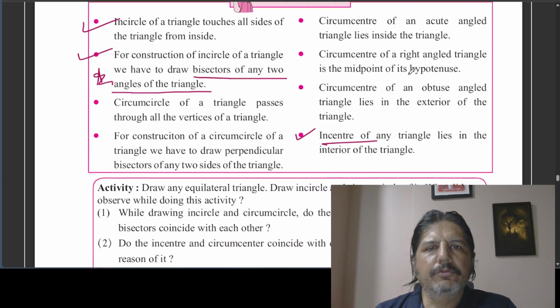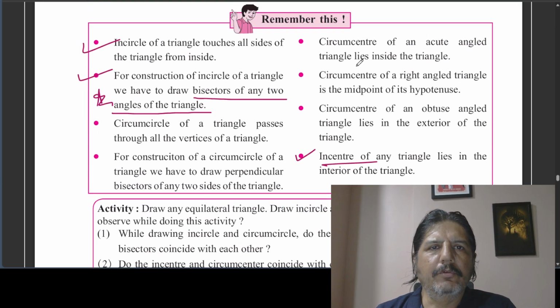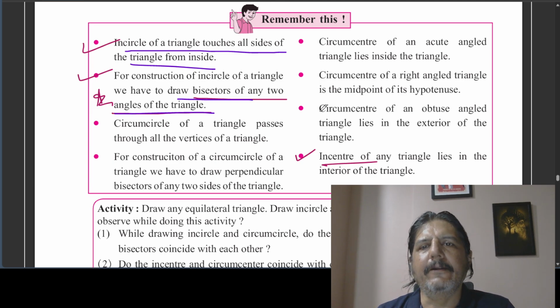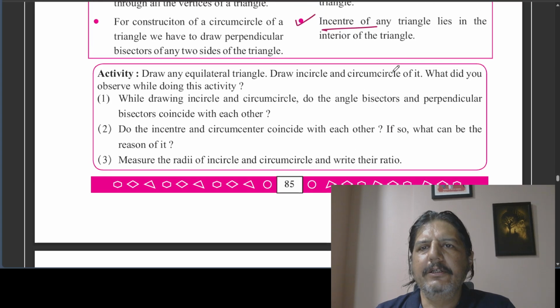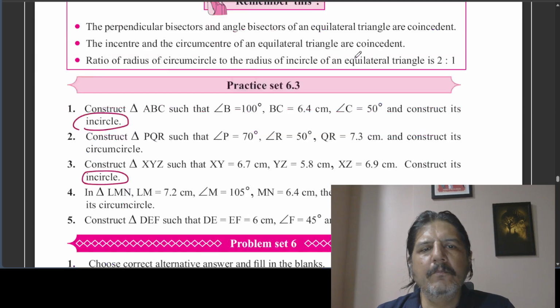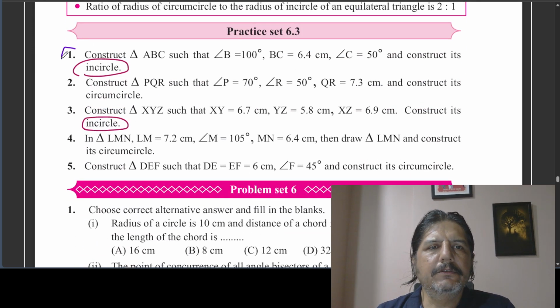Okay, I want to show you one or two questions also. So incircle of a triangle touches all the sides of a triangle from inside. We have discussed this. For construction of incircle of a triangle, we have to draw bisectors of any two angles of the triangle. Third, incenter of any triangle lies in the interior of the triangle. So let us discuss question 1 and question 2.